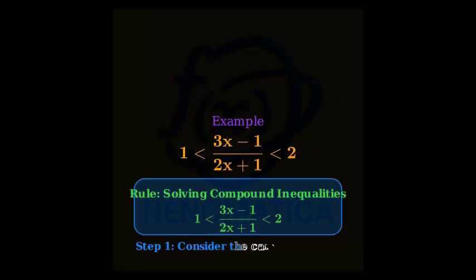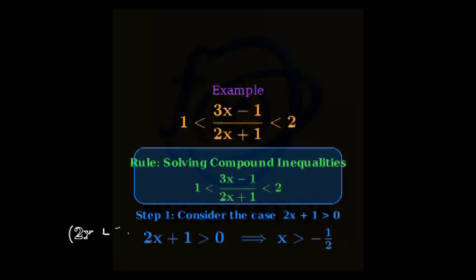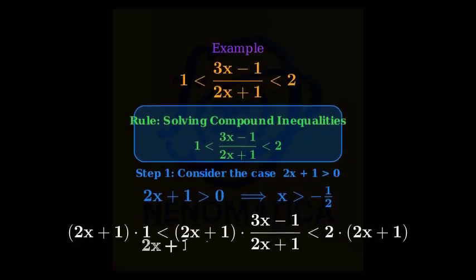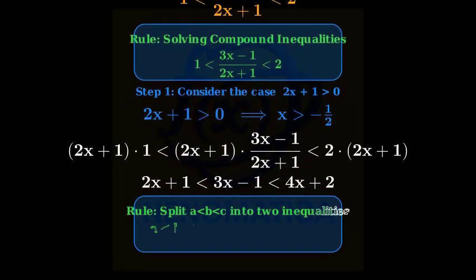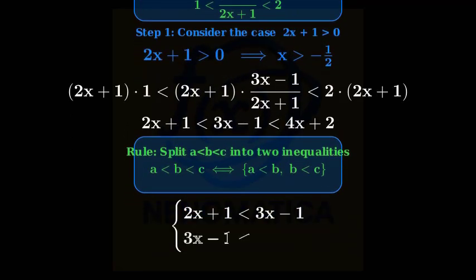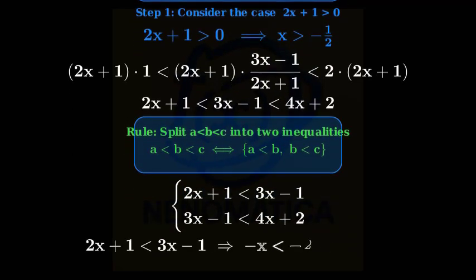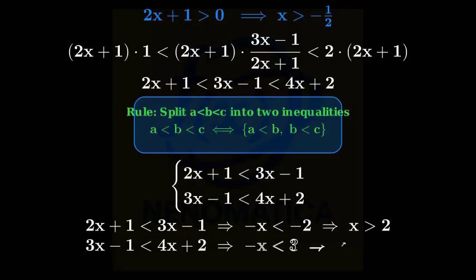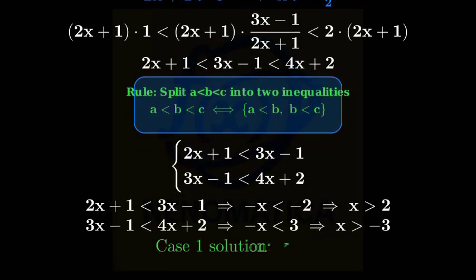Step 1. Consider the case 2x + 1 is greater than 0. Because 2x + 1 is positive, we can multiply all three parts by it without changing inequality directions. Then we simplify and split the chain inequality into two inequalities.